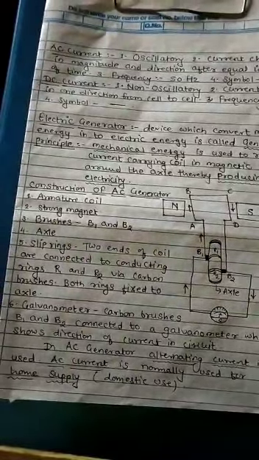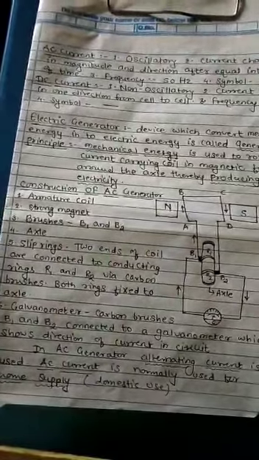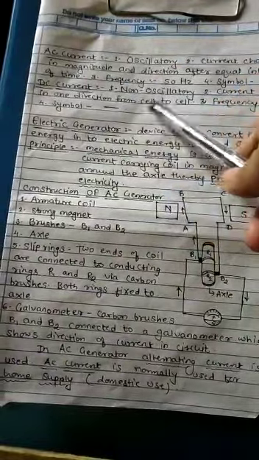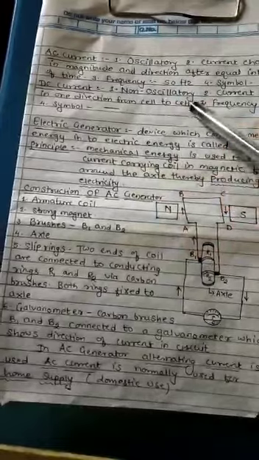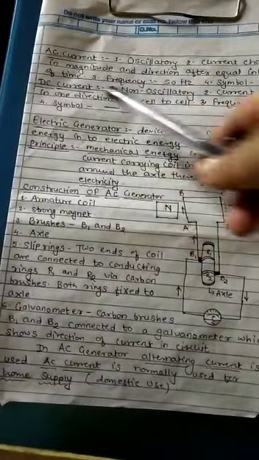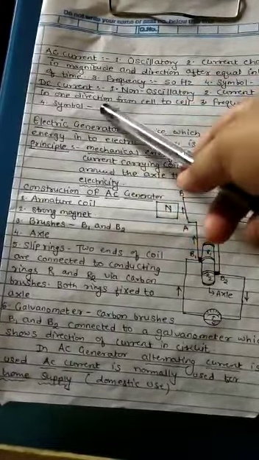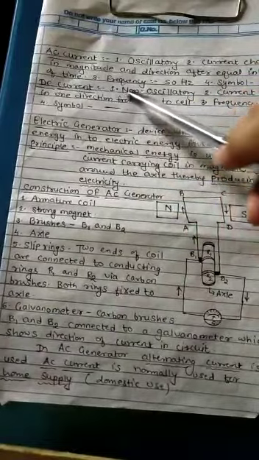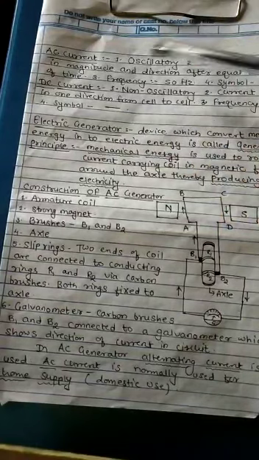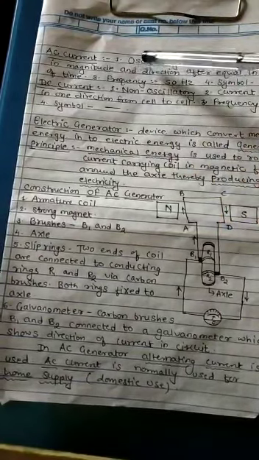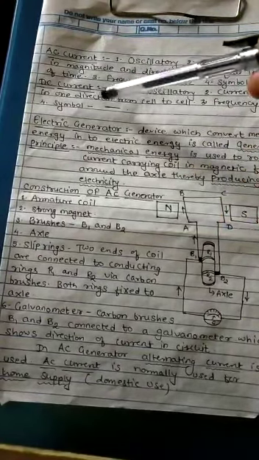Then DC current. DC current is non-oscillatory. Current flows in one direction from cell to cell. Frequency is 0 and the symbol is only a single line. That is, it flows in one direction only. So these are the points of difference between AC and DC current.